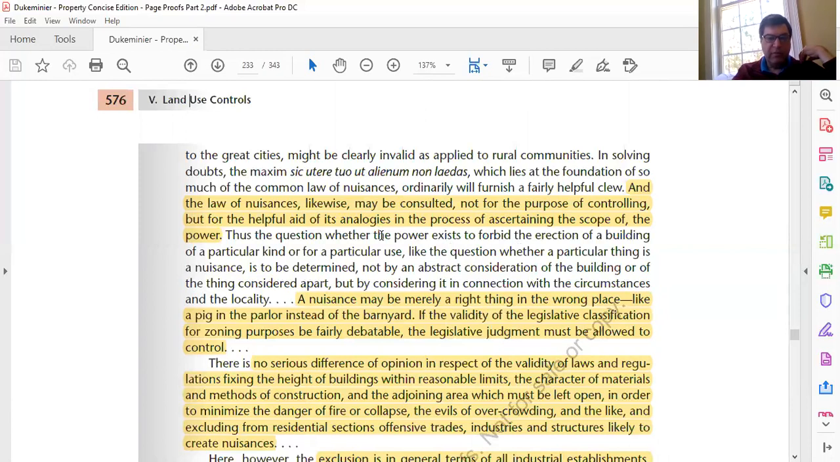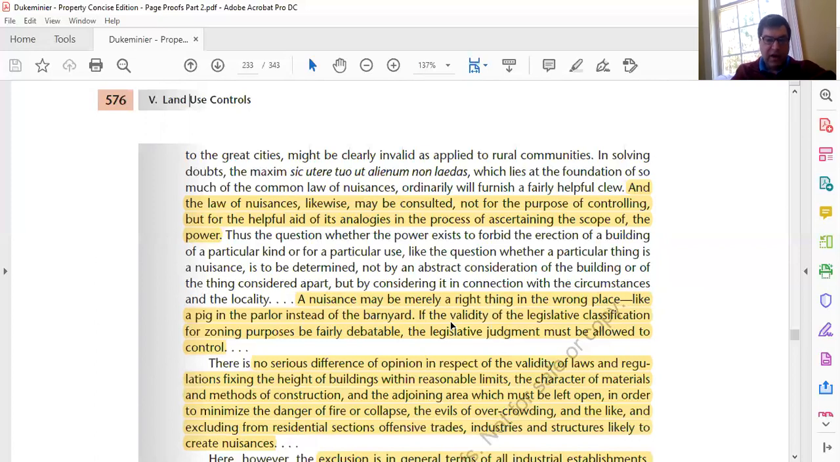So it draws upon this sic utere principle that we saw articulated in the nuisance chapter, that everybody should use their property so as not to injure that of another. And so the court goes on and says, a nuisance may be merely a right thing in the wrong place, like a pig in the parlor instead of the barnyard. If the validity of the legislative classification for zoning purposes be fairly debatable, the legislative judgment must be allowed to control. But what they're drawing from the nuisance law is this idea that certain land uses are in conflict with each other, and that because of their location, they can create problems for each other, and that the police power can validly be used to address those sorts of problems by requiring certain land uses to take place somewhere where they won't cause harm to neighboring properties.